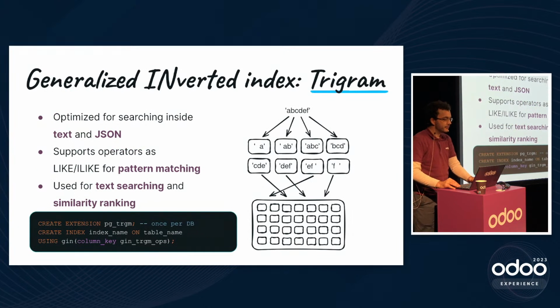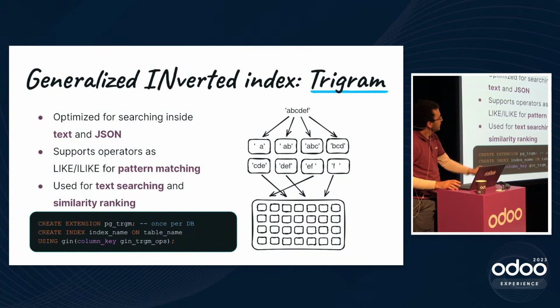A generalized inverted index, also known as the trigram index, is what you want to use when you want to make your ILIKE and LIKE faster. In short, you have a string and you cut it in small sections of 3 letters.